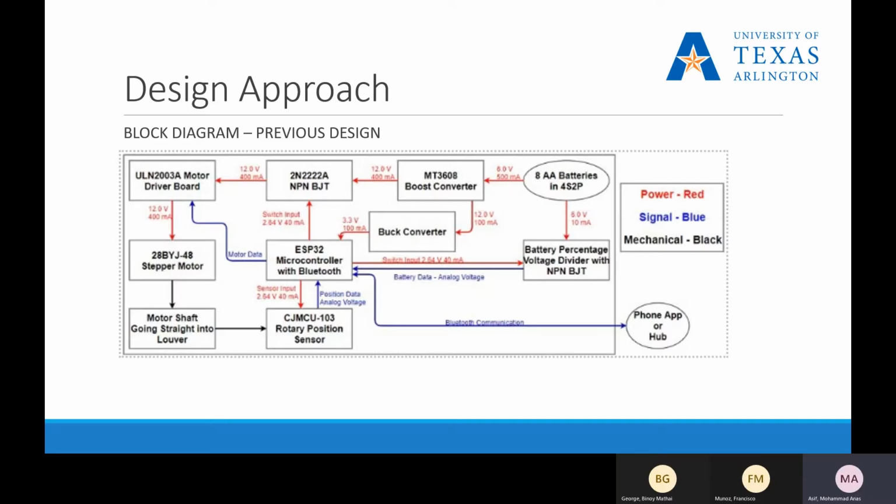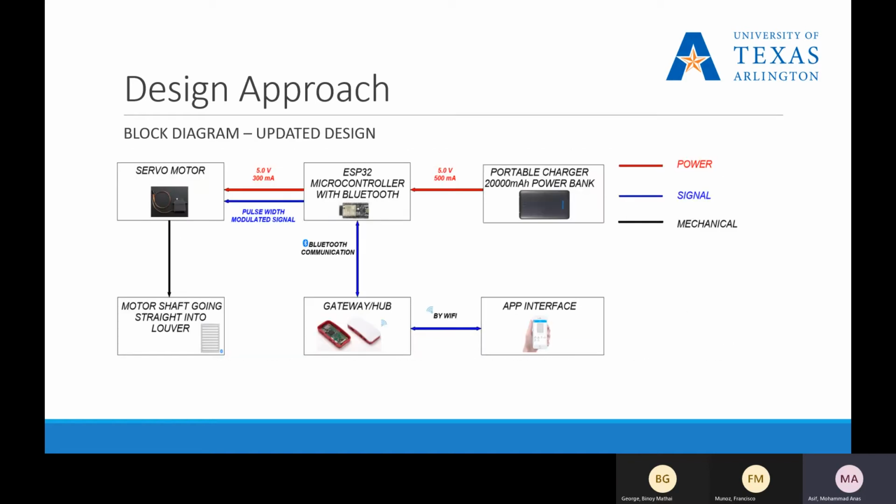Here's the previous design that was given to us for the shutter system. It had one too many components and involved soldering and printing PCBs. Relative to that, here's the block diagram for our revised window shutter design. This highlights the major components and the types of connections between them. Highlighted here in red is power, blue color is signal, and in black color we have mechanical connections.